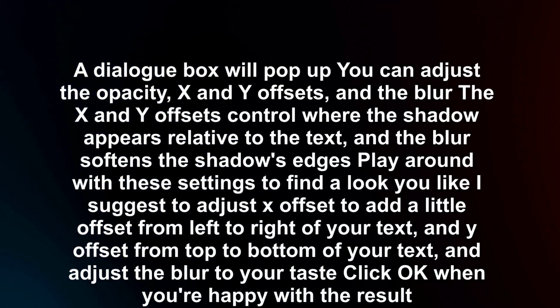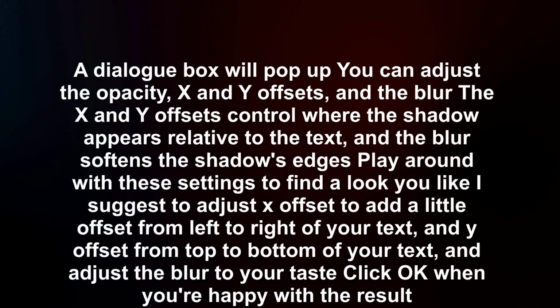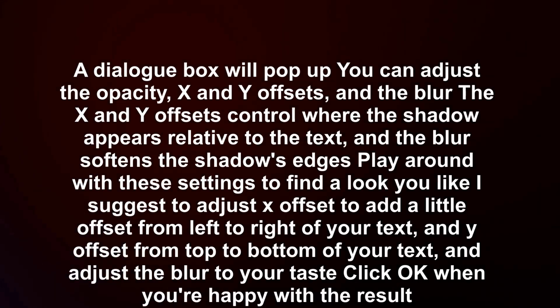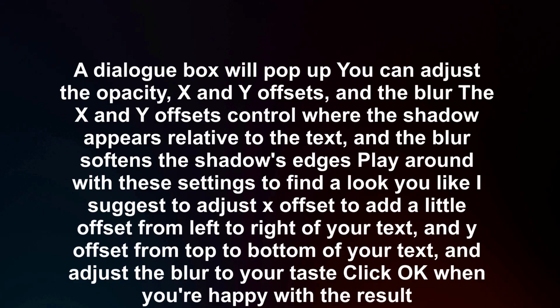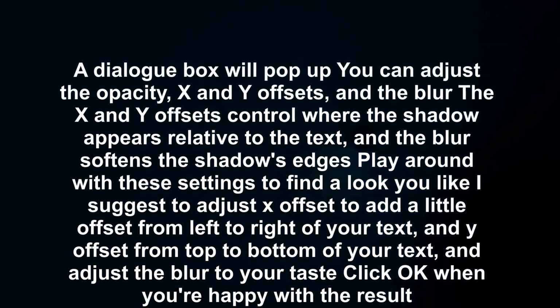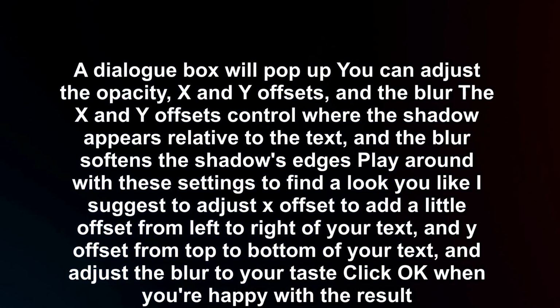A dialog box will pop up. You can adjust the opacity, X and Y offsets, and the blur. The X and Y offsets control where the shadow appears relative to the text, and the blur softens the shadow's edges. Play around with these settings to find a look you like.